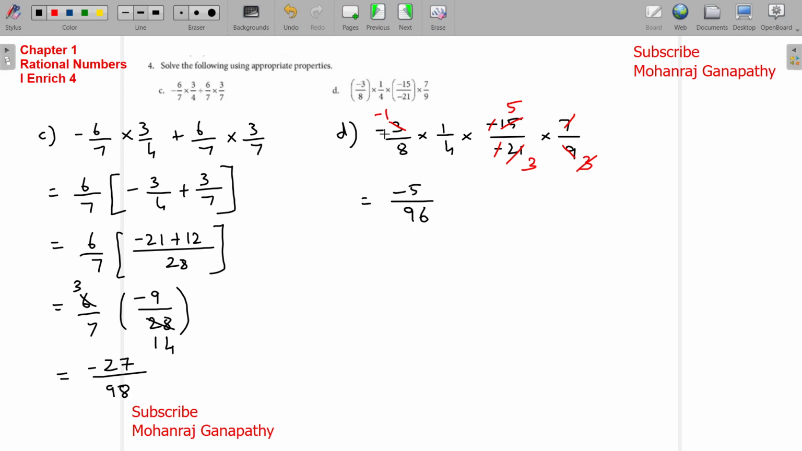Check again. 3 by 8 into 1 by 4 into minus 15 by minus 21, 7 by 9. 7 3s are 21, 5, 3 and 3. 4 3s are 12, 12 into 8, 96. Book answer is wrong. Our answer is minus 5 by 96.